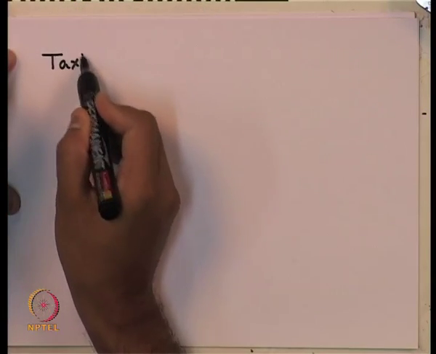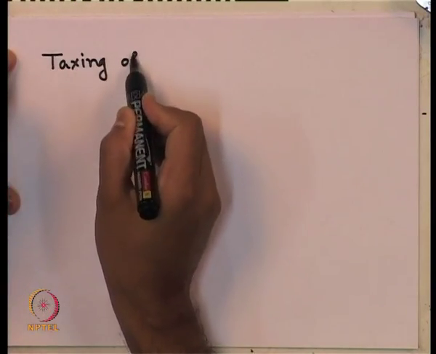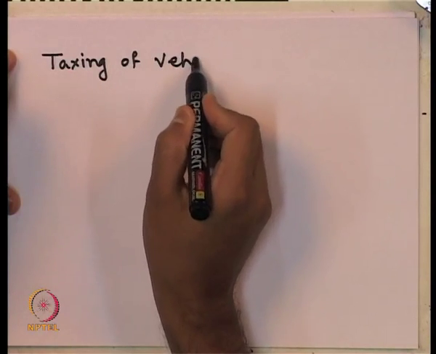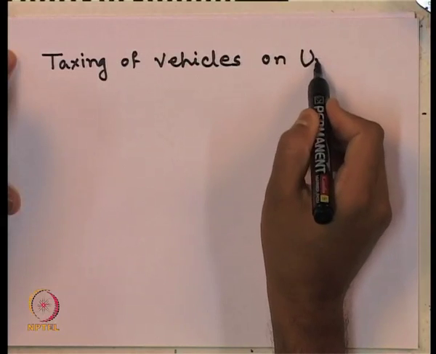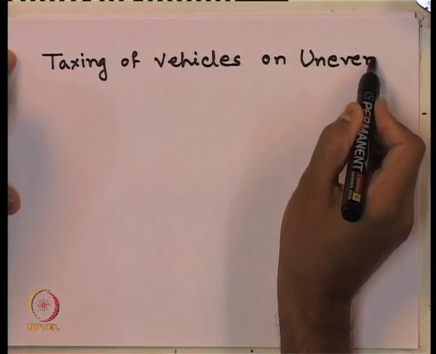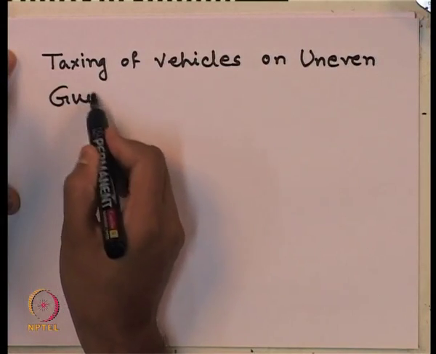Now, let us take another special case of dynamic load. I have already mentioned earlier, that is called taxiing of vehicles on uneven guideways.